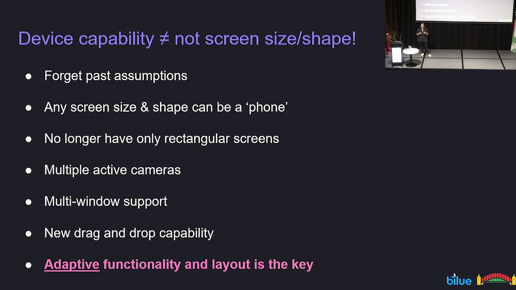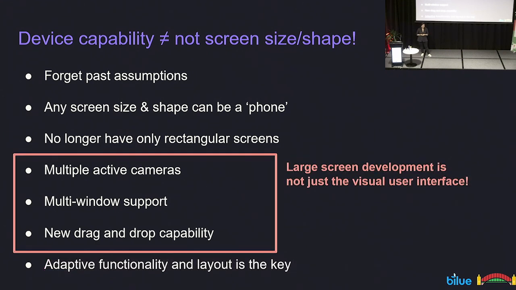So adaptive functionality and layout is the key thing to remember. We want to look at the actual screen space available to the app and make sure we're taking that into account. And as I've mentioned, large screen development is not just about the visual interface. It's also about these other things, but for the purposes of this talk, I'm going to talk a lot about the visual interface. Please stay tuned for part 2 where I can go into some of these other aspects.